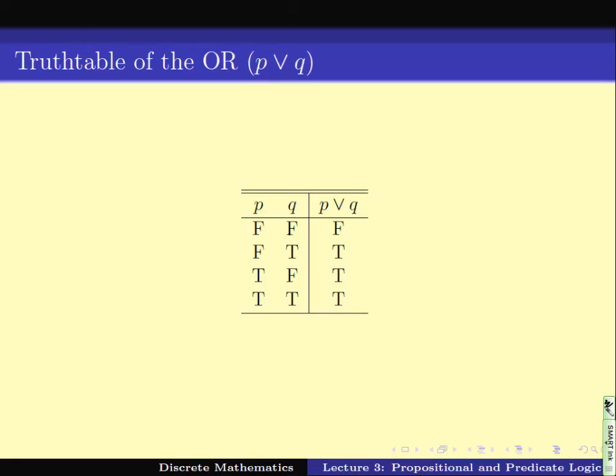Similarly for or, for example, say I say that I will either give you an A grade or I will give you a B grade. Now this says that as long as I do either of those two things, the whole sentence is true. So in other words, as long as one of P and Q is true, I get true. Whereas if both of them are false, then the statement evaluates to false.